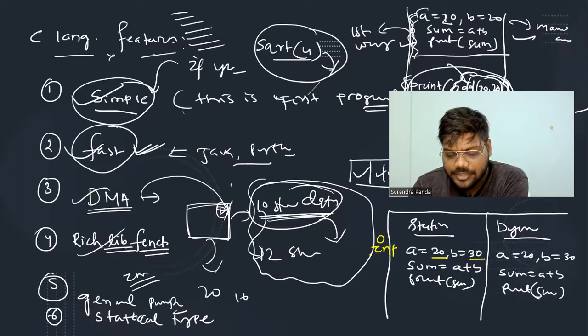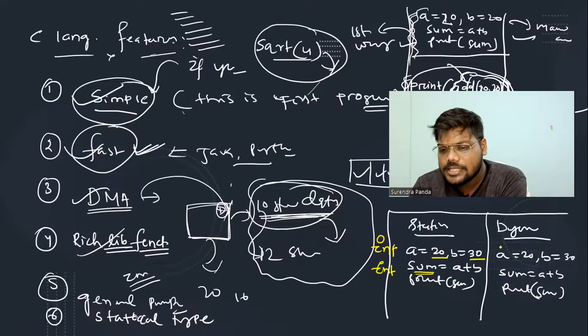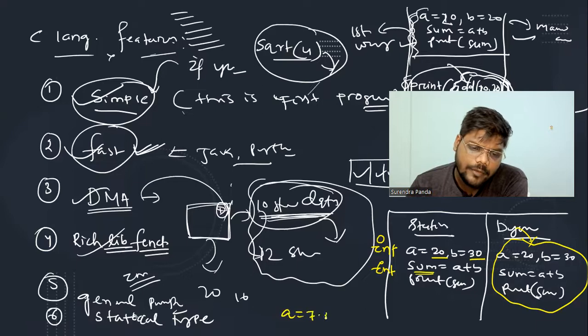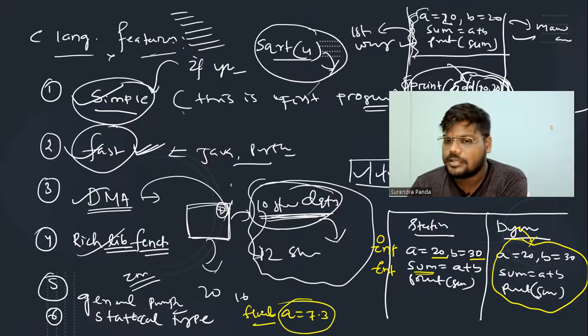And here also you have to mention which type sum is, integer type. But these things are not required to be mentioned in a dynamically typed language. Is it clear? In a language like Python, this is not required. Suppose I write A is equal to 7.3. In C language, you have to mention float. But in Python, it is not required; it will detect automatically.